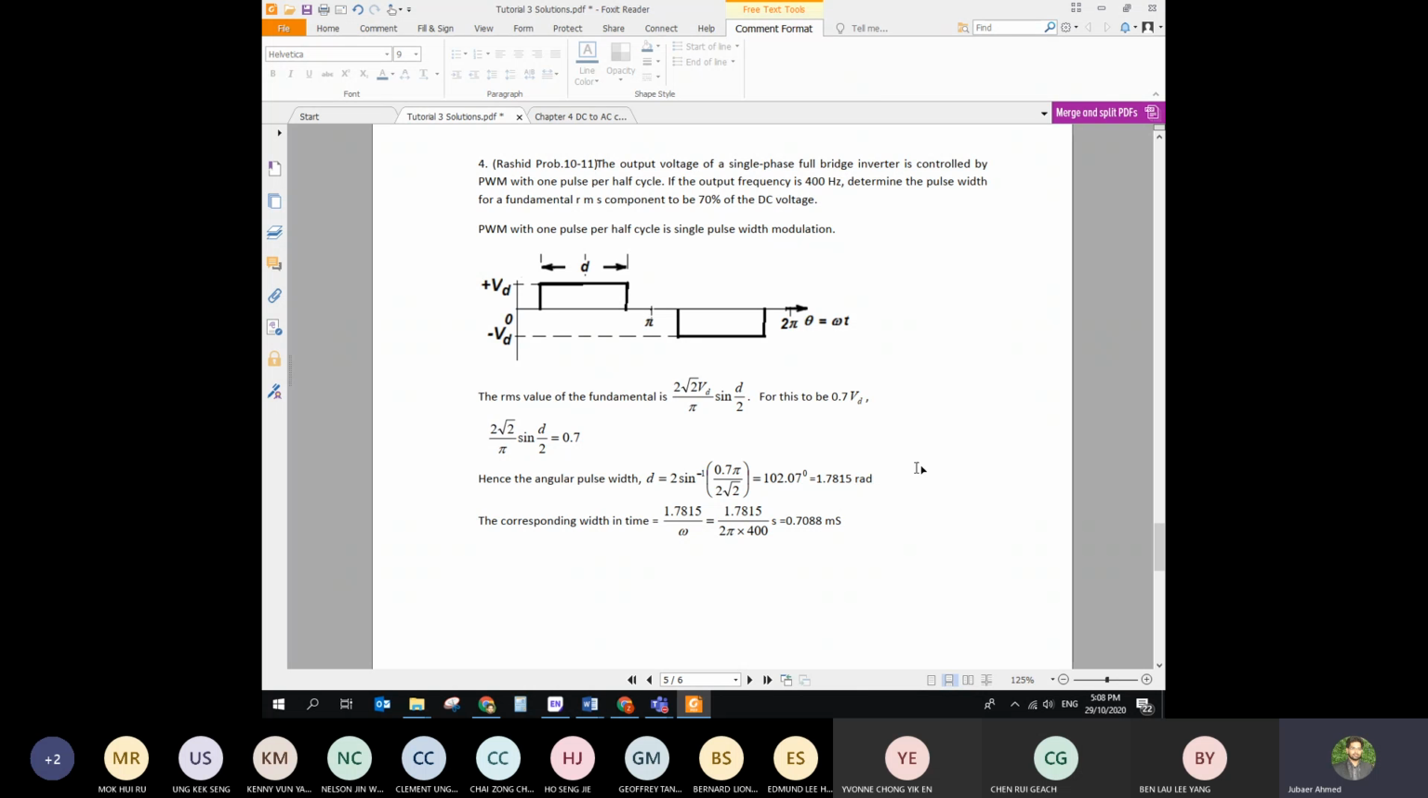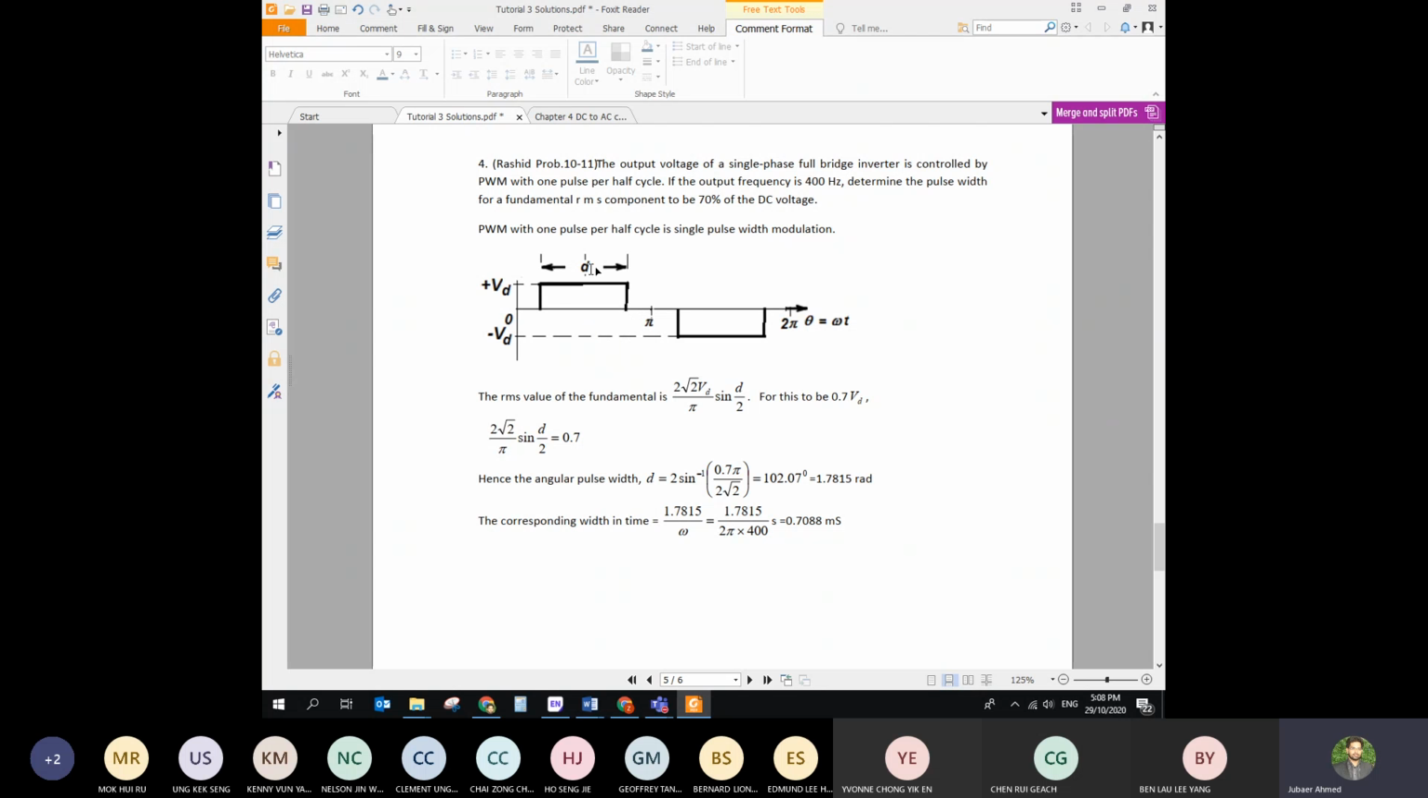So this is going to be equal to omega t. If you divide it by omega, omega is equal to 2 pi f. What is the frequency given? Frequency is given as 400. So this divided by 2 pi f, you can calculate the length of the pulse. How much is the length in the time domain?